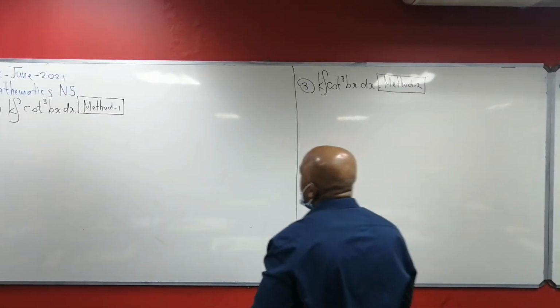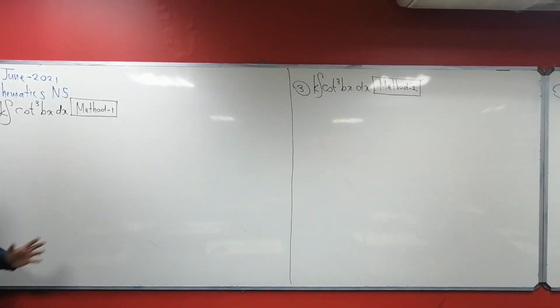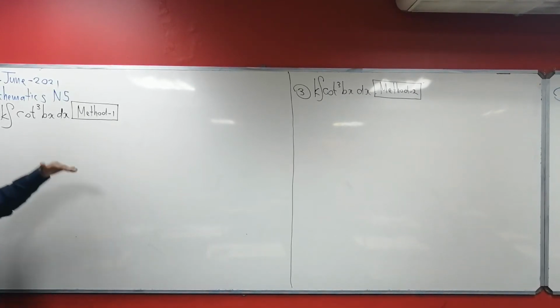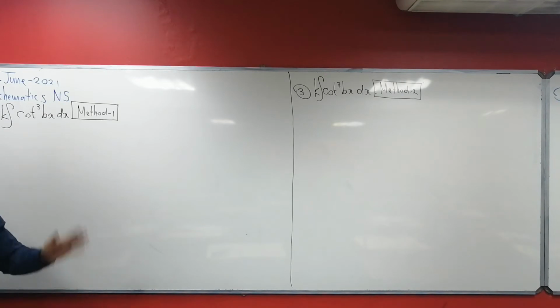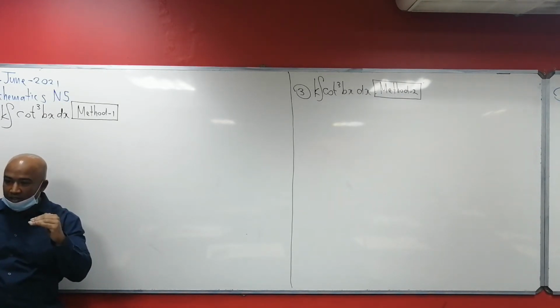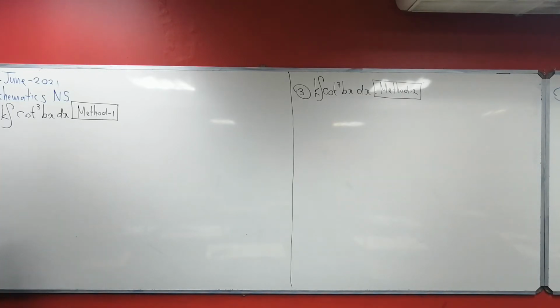Right, so we deal with cot to the power 3. Now, there are 2 methods. You can see I got method 1, method 2. The first 2 steps will be the same for both, so I'm going to do both problems at the same time, and then you're going to see where things start changing, or the technique changes.